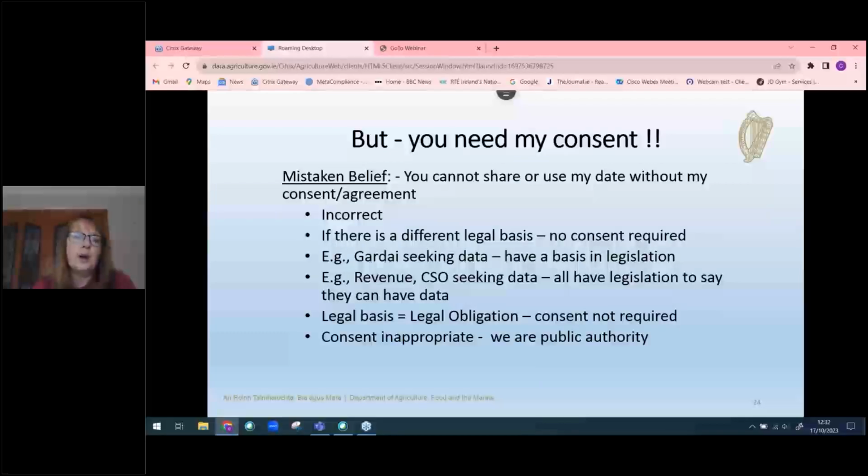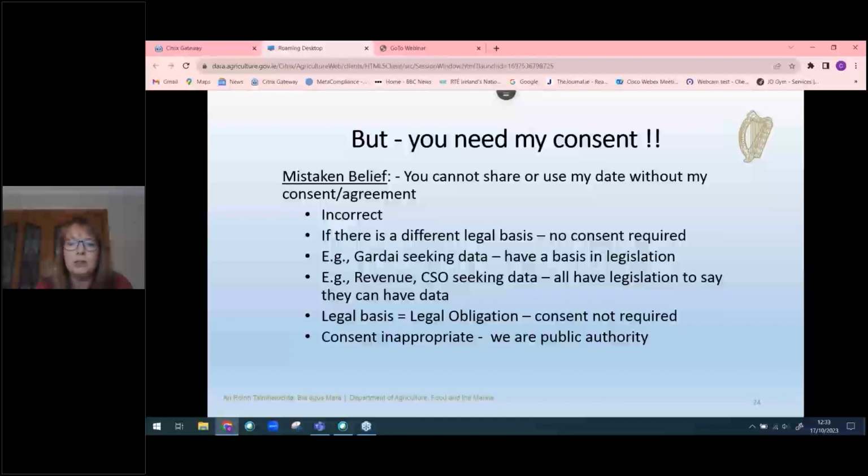Now, the customer often can make a complaint that you need my consent to do this or to do that with my data. Or if you want to share it with another organization, you should be asking me, you need my consent. That is actually a mistaken belief. When they say you cannot share my data or use my data without my agreement, that's incorrect. If there is a legal basis to do so, you can share or you can use that data in that new way. You do not need consent of the customer.